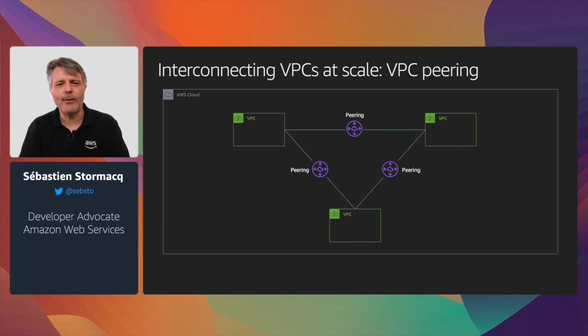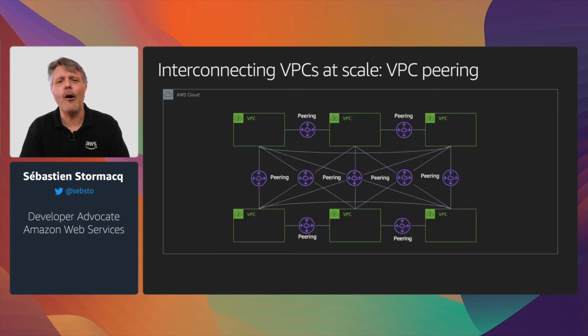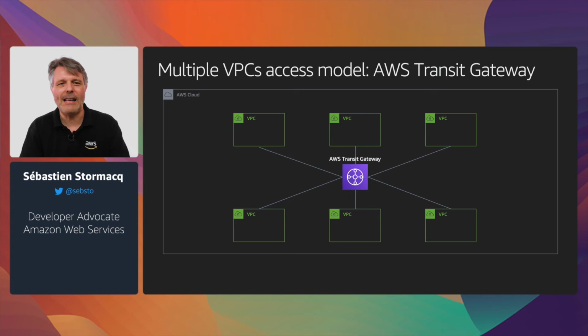I was talking to a customer the other day, south of France. They are managing many different accounts and they have 500 VPCs, and managing the peering one by one between 500 VPCs across multiple accounts and multiple regions was a nightmare for them. And that's why 2 years ago at re:Invent 2018, we did introduce the Transit Gateway.